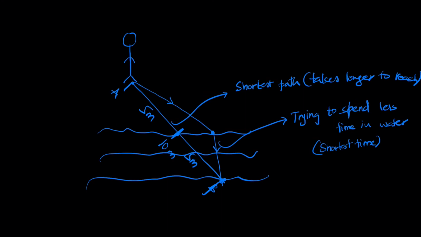But let's take the second condition, where you're traveling longer, but you're spending less time in water. For example, let's say to travel this 5 meters, it took 5 seconds. And the other 5 meters, let's say it took 10 seconds, because water is a denser medium. But rather than going this way, I would rather travel 8 meters in sand and then only 2 meters in water, right?